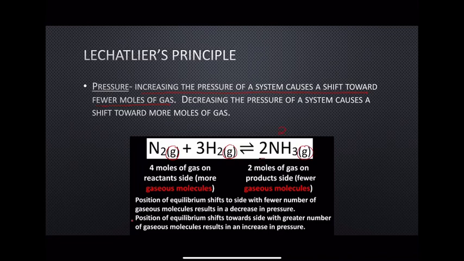So on the right-hand side, we have 2 moles of gas. On the left-hand side, we have 1 and 3, so we have 4 moles of gas. So if we increase the pressure, it's going to cause a shift to the fewest number of gases. If we decrease the pressure, it's going to cause a shift toward the more moles of gas. Okay? So again, we're always trying to get it back into equilibrium.